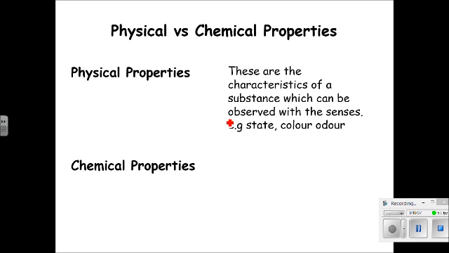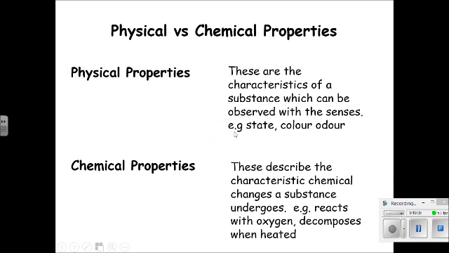If you want to talk about properties of matter in terms of chemical properties, it's a little bit more complicated. These describe the characteristics of chemical changes a substance can undergo. So this means that, for example, a piece of paper will burn, will react with oxygen, and will burn. So any chemical reactions that an object can undergo are considered to be chemical properties.